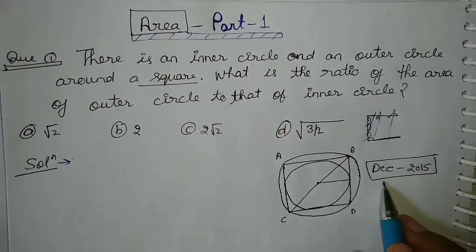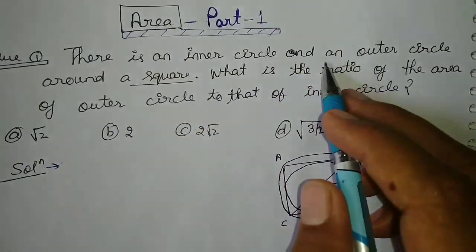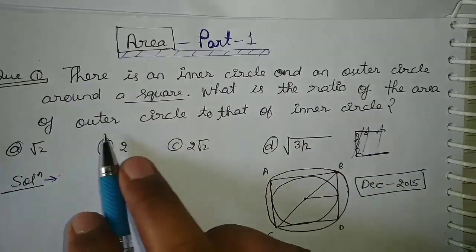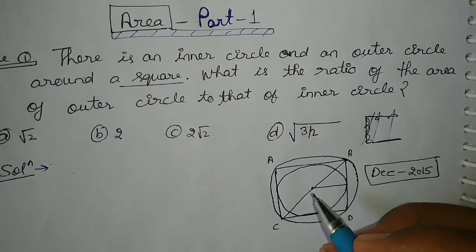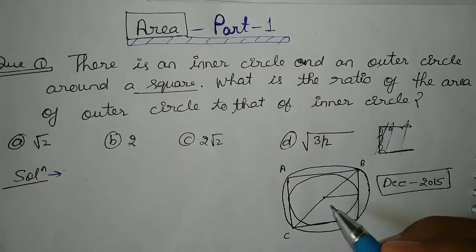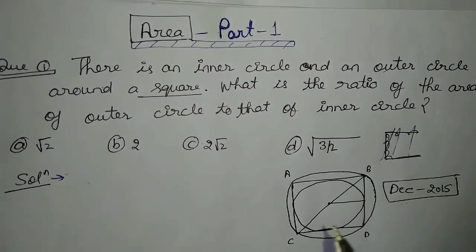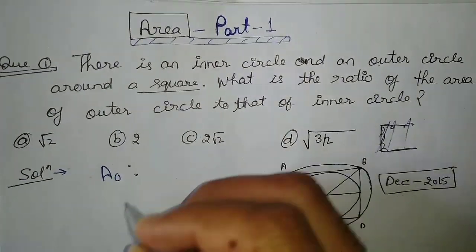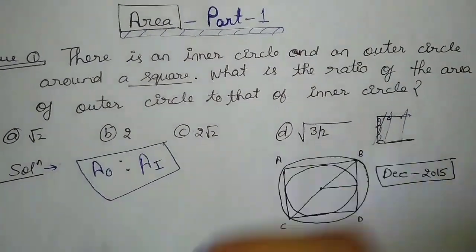For example, this is a question which was asked in December 2015. The question is: there is an inner circle and an outer circle around a square. What is the ratio of the area of the outer circle to that of the inner circle? It means that you have a square, and within this square there is a circle, and outside this square there is a circle. Now we have to find the ratio of the outer circle area to the area of the inner circle.